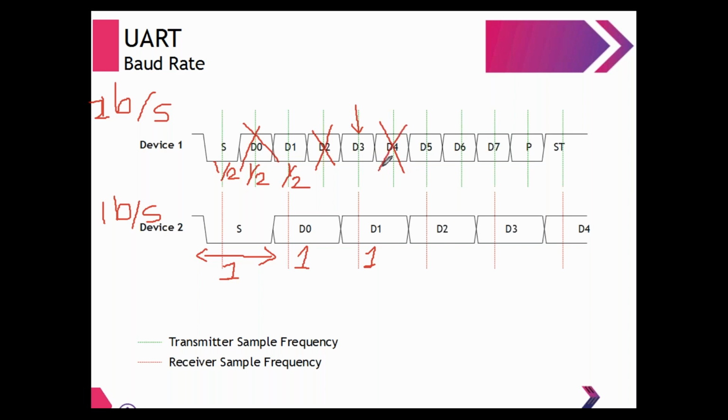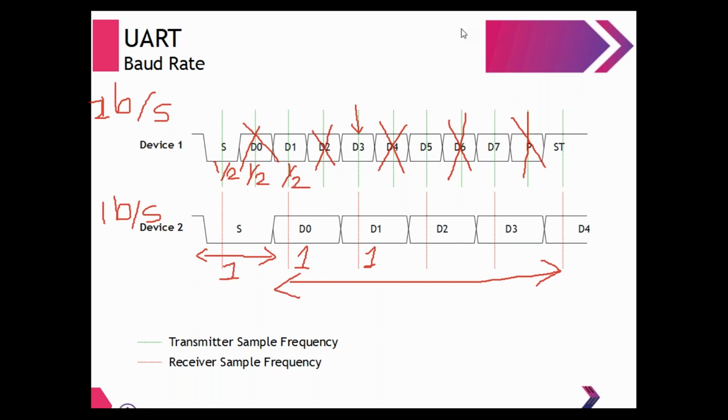It is missed. Now people, don't you think that due to this different baud rate, different frequency of data transmission, after every second we are missing one bit, correct? Like this, this is how data is received in device 2. So is this correct data, people?